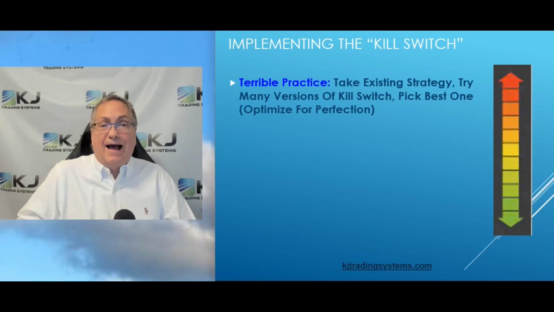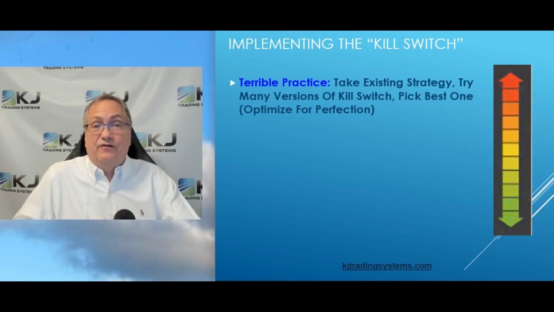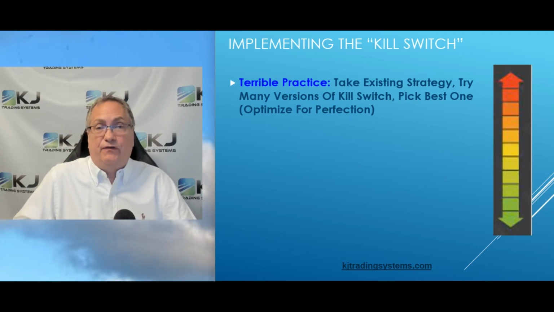For example, I think it would be a terrible practice to take an existing strategy that has already done poorly over the last few months and now slap this kill switch on it. And if it worked better, you use it. And if it didn't, you say, oh, I forget, I tested it, and go back to your original version. That's just optimizing for perfection. You're trying to improve that back test. Not a good way to go, okay? So I would label that as pretty bad, in the red zone of this red to green.